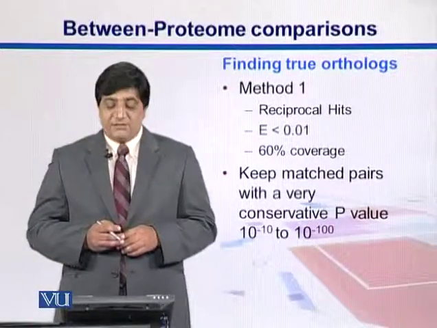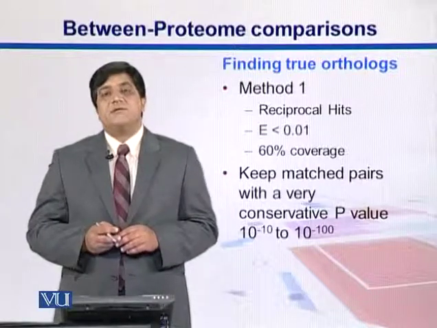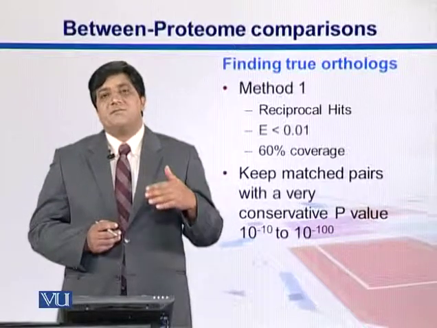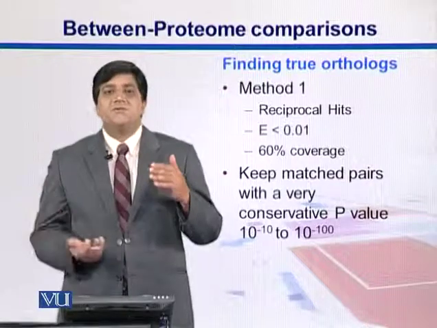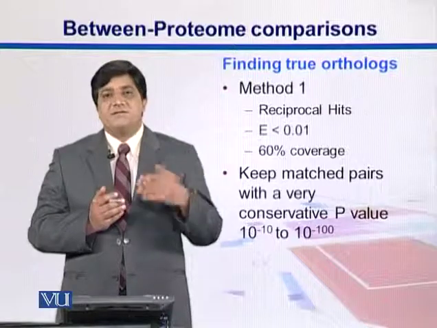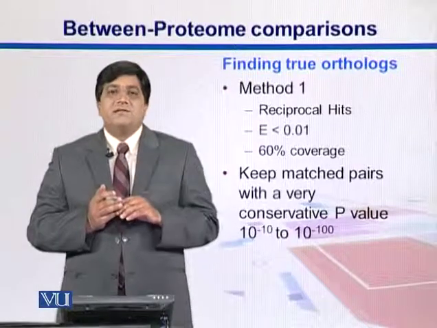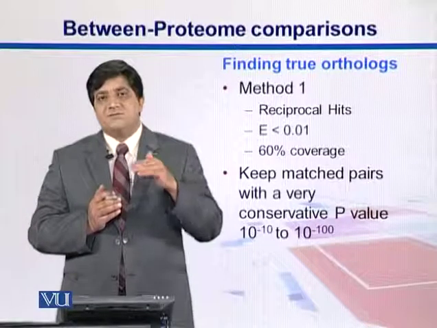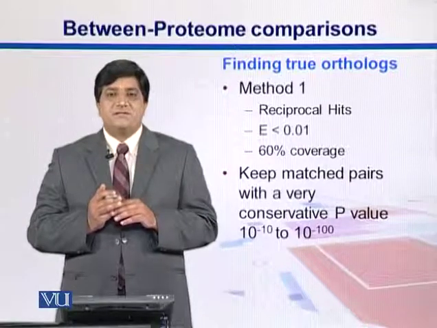How can we find true orthologs? There is a technique, which we call method 1: reciprocal hits. In reciprocal hits, you take one organism at a time as a query and search against the other as a database. Then you flip around and take the first as the database and the second one as the query. If you get similar end results, where the same genes are highly similar to one another, we can keep them as the best hits.